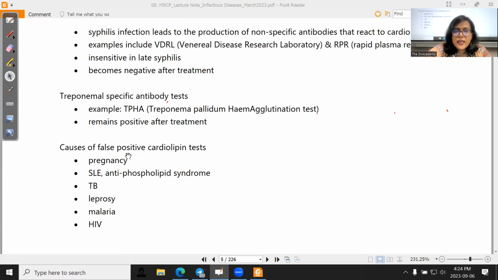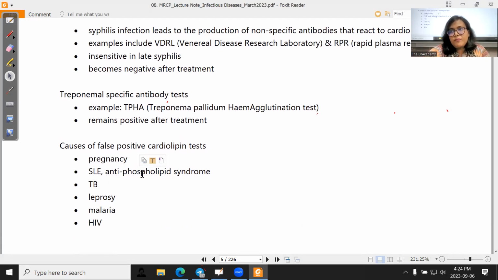However, the cardiolipin test can sometimes be falsely positive, and one of the commonest causes is antiphospholipid syndrome, because in antiphospholipid syndrome, antibodies are produced against cardiolipin as well. Because of this cross-reactivity, it can be falsely interpreted as syphilis. But of course, the presentation of syphilis and antiphospholipid syndrome will be very different. What happens in antiphospholipid syndrome? Can anybody tell me?